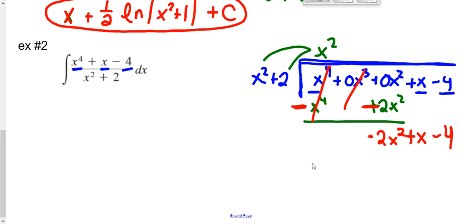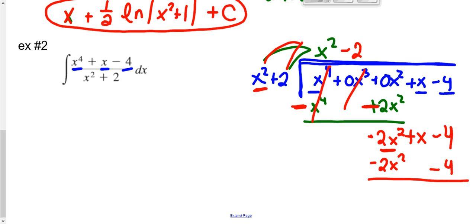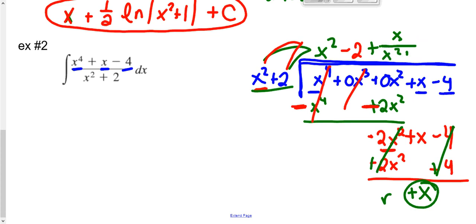And then we're looking at x squared into -2x squared. So that would be -2. And then -2, we multiply: that'll be -2x squared, -2 times +2 is -4. Subtracting two negatives would make adding, and both of those cancel. We'd have plus x as our remainder. When we have a remainder, it's plus, so it'll be plus x over what we originally divided by, x squared plus 2. This is our new integral.